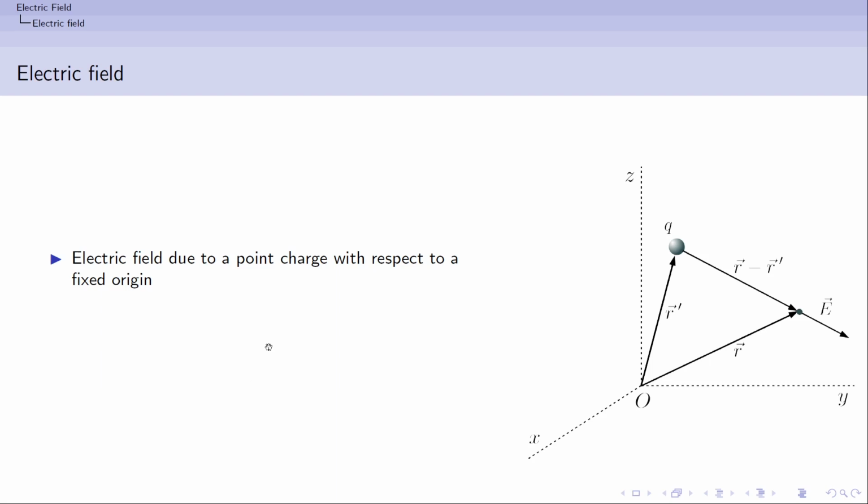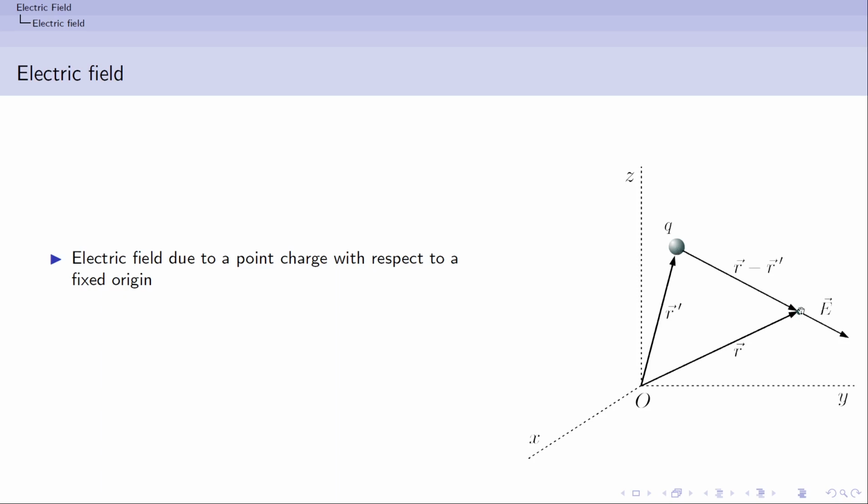Okay, so what is the electric field due to a point charge? We have already seen, but that was with respect to the point charge itself. Now a more formal expression for this is if I have a fixed origin. So this was the x, y, and z coordinate axis. This is the origin. So I have a charge q here, which is at a position r prime. I want to find out what is the field that is produced by this charge at this position r.